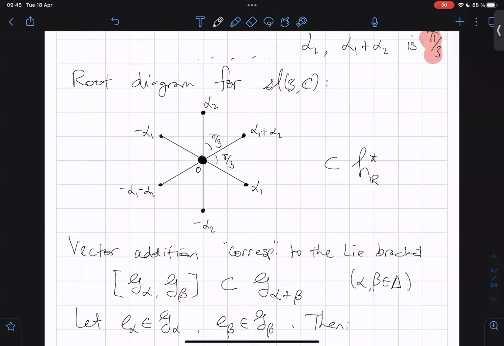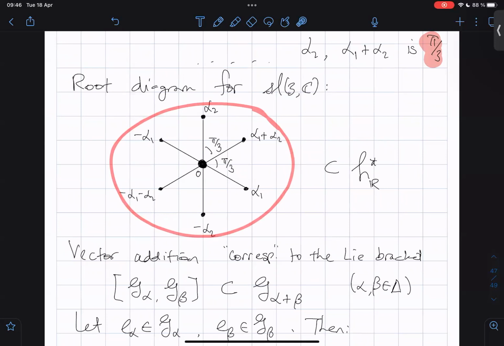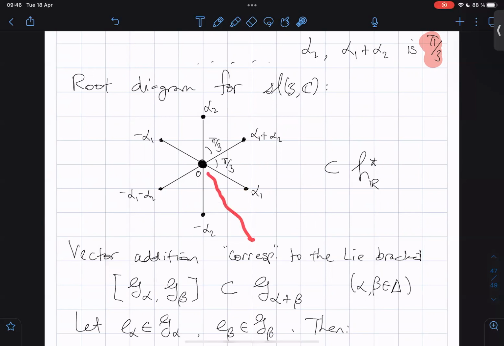So you could read this information just from the structure, from the picture. For instance, if I take a root vector from this corresponding root space, and I bracket it with the corresponding root vector over here, that's definitely going to be 0, right? Because the vector addition of these two would land you over here, and that's not a root. It's not in the root diagram. I'm pointing to this picture in the dual space, but I'm really talking about the corresponding vectors.